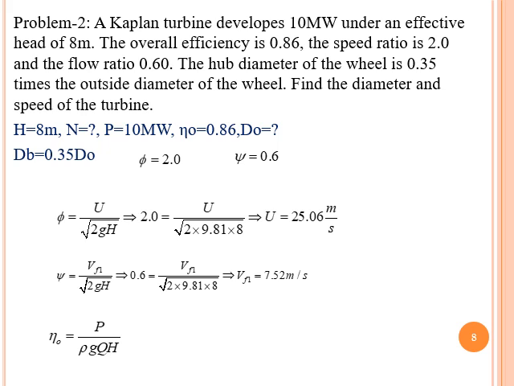From the overall efficiency formula, that is the ratio of P by rho g Q H. The power is given in megawatt, and in terms of watt, 10 megawatt is 10 into 10 to the power 6. Density of water is 1000, g is 9.81, Q value is unknown, and head is given as 8 meters. From this expression, we calculate the discharge through this Kaplan turbine, and Q is equal to 148.16 meter cube per second.